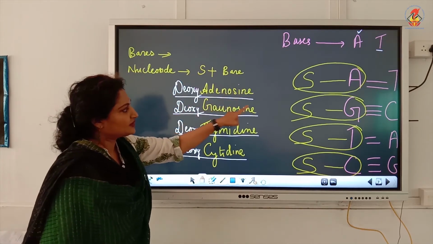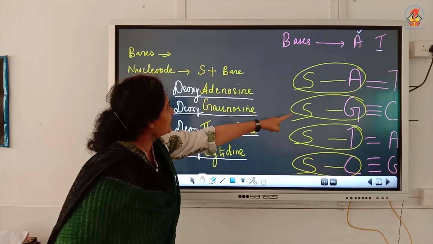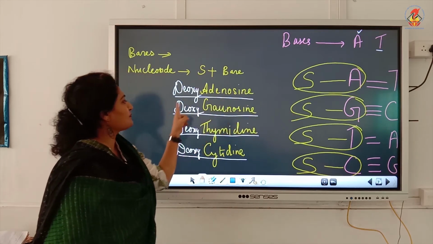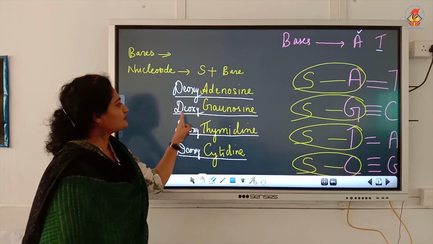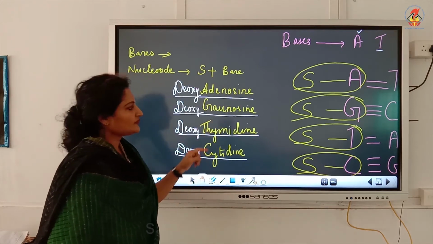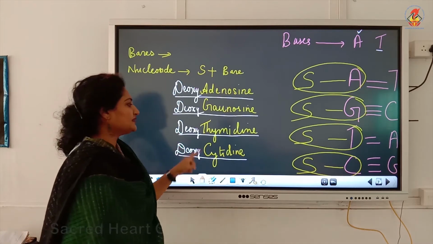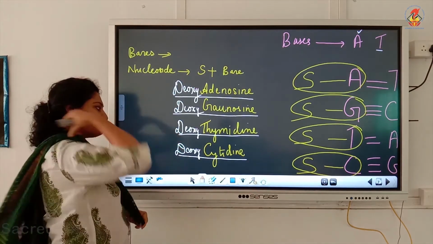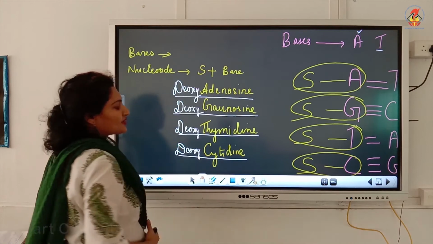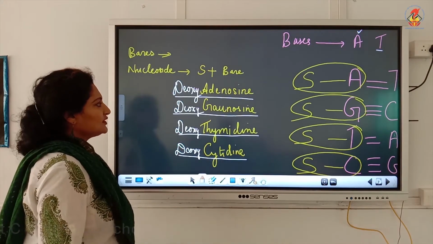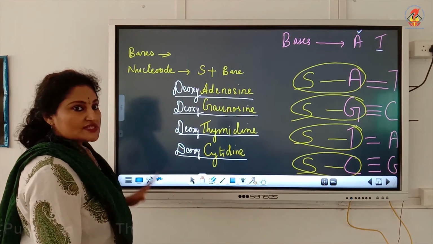Look at the ending. When guanine becomes a part of the nucleoside, it becomes deoxyguanosine. When thymine becomes a part of the nucleoside, it becomes deoxythymidine, and when cytosine becomes a part of the nucleoside, it becomes deoxycytidine. So these are the different nucleosides.